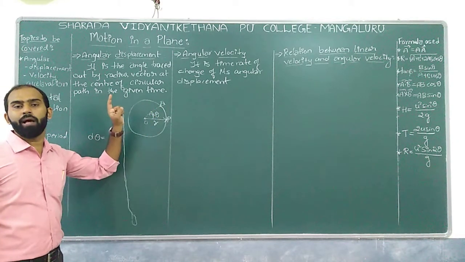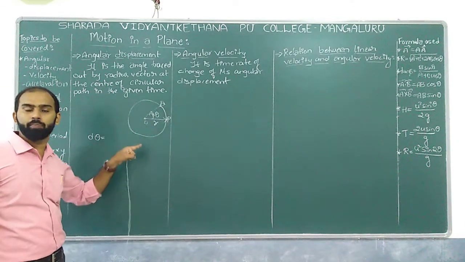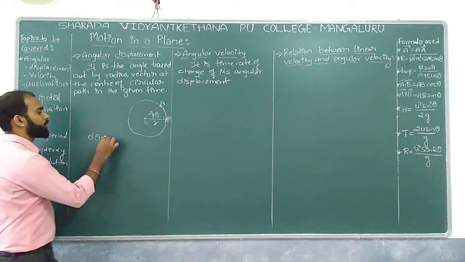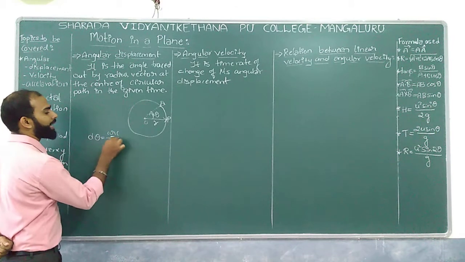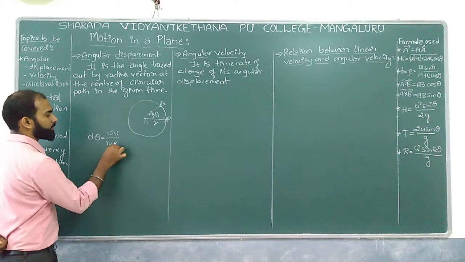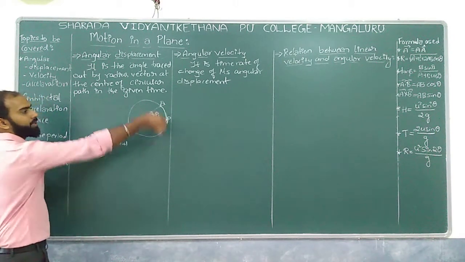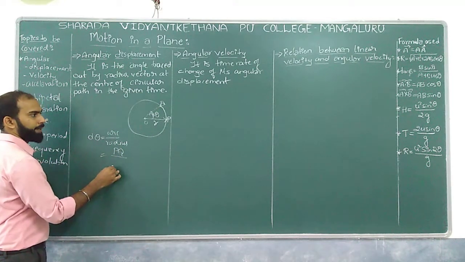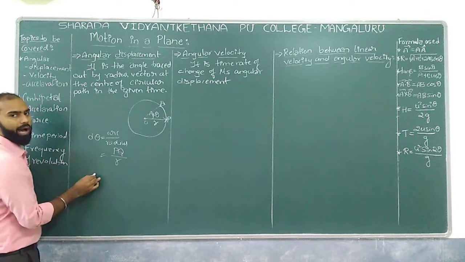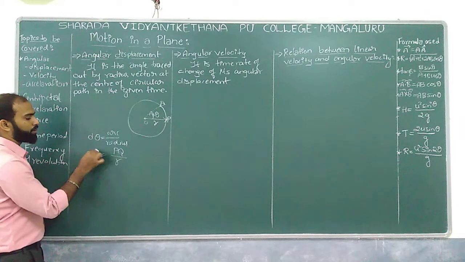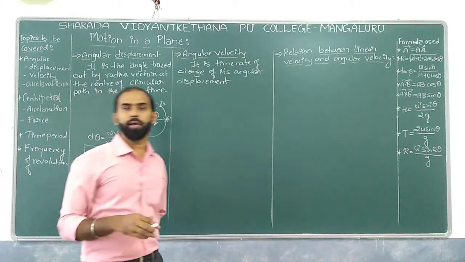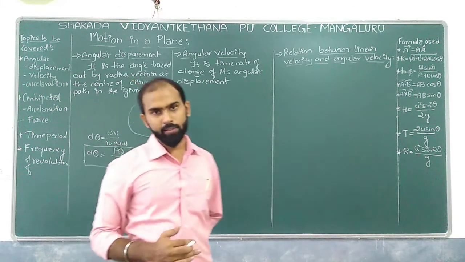The basic formula is nothing but arc length with respect to the radius of the circular motion. So here we have arc divided by radius. What is the arc we have? That is PQ, divided by the radius R over here, which is equal to d theta. This is how exactly we get angular displacement.